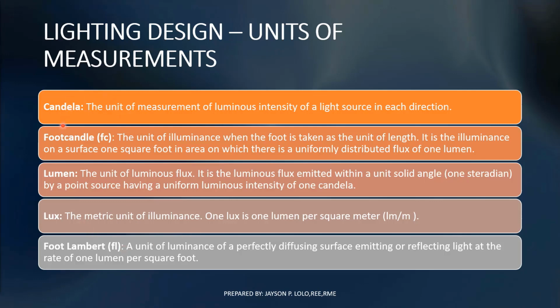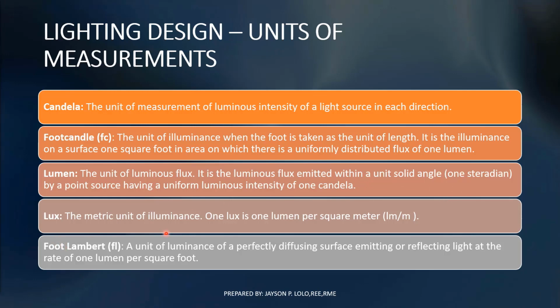We have candela, the unit of measurement of luminous intensity of a light source in each direction. While the foot candle is the unit of illuminance when the foot is taken as the unit of length. It is the illuminance on a surface 1 square foot in area on which there is a uniformly distributed flux of 1 lumen. This foot candle can be used if you are using the English system of measurement. Lumen is the unit of luminous flux. It was earlier mentioned on slide 3, lumens.